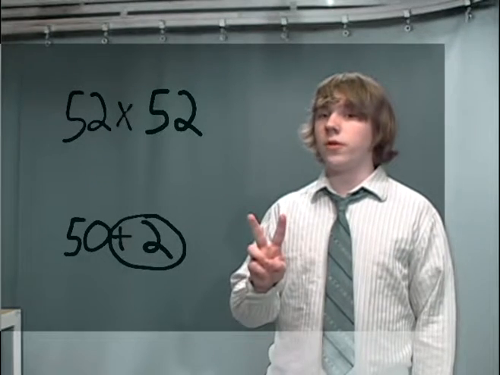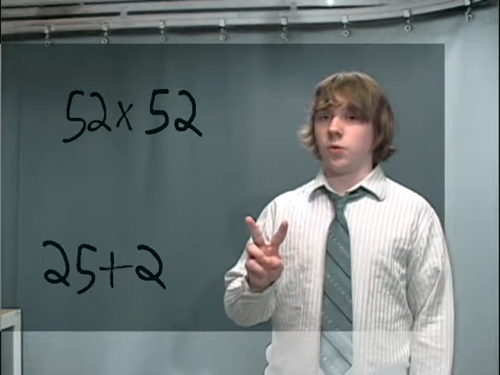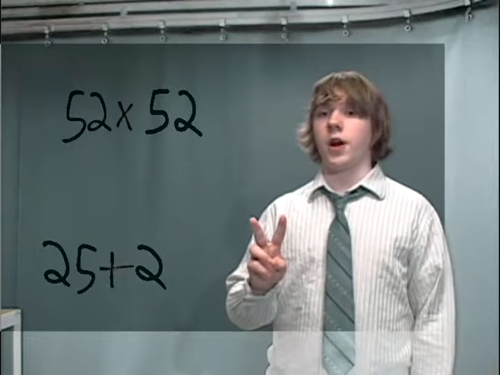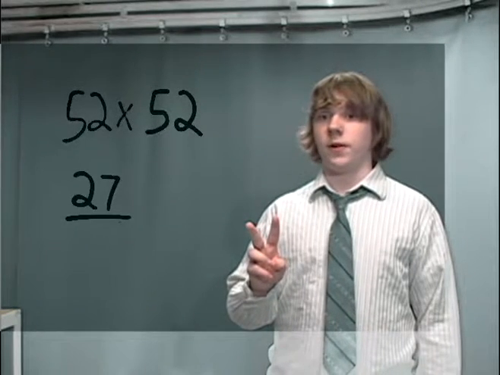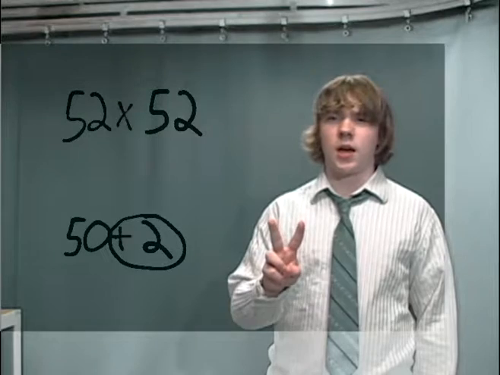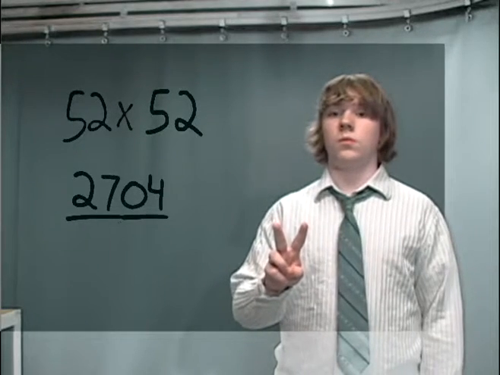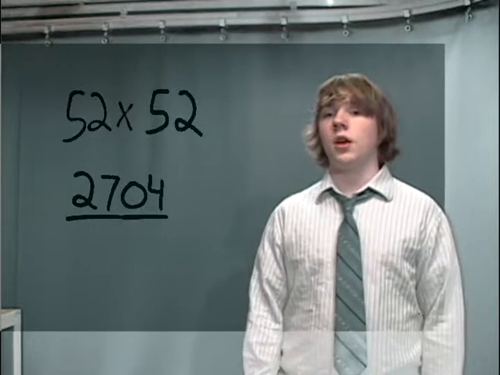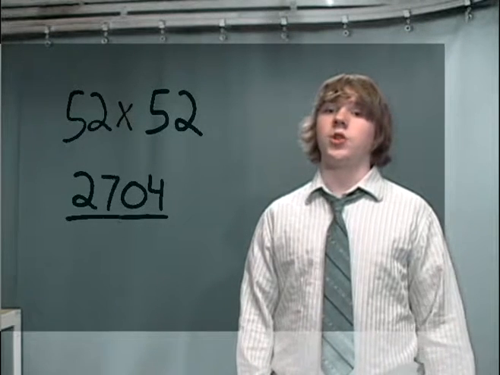So we just take the 2 more than 50, and we add that to 25. So the first part of our answer is going to be 27. Then we take that 2 again, this time we square it, making 4. And we just add that to the end to make 2,704 for our answer. You can do that with any number between 30 and 70.